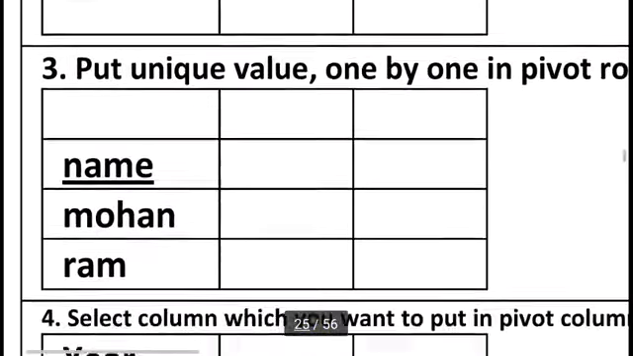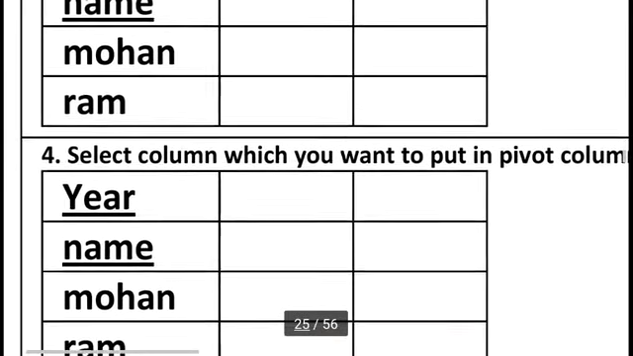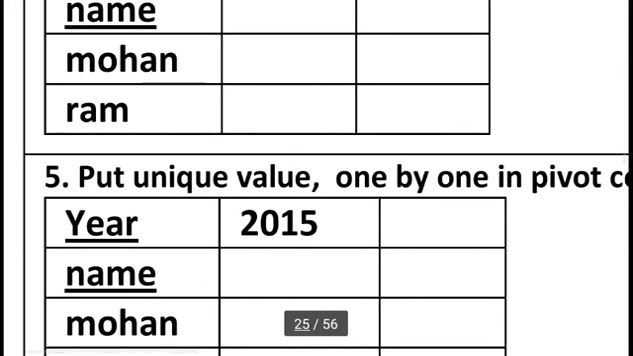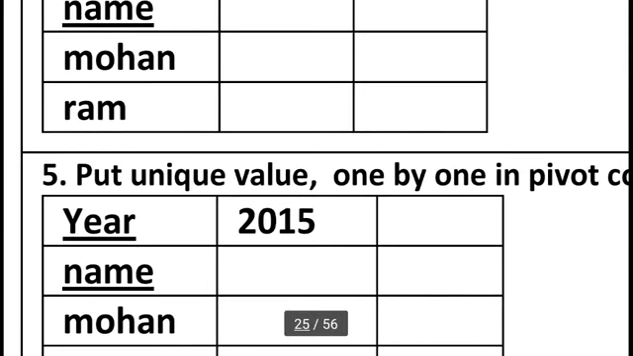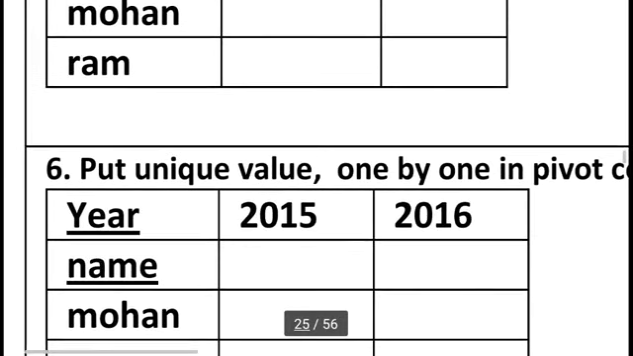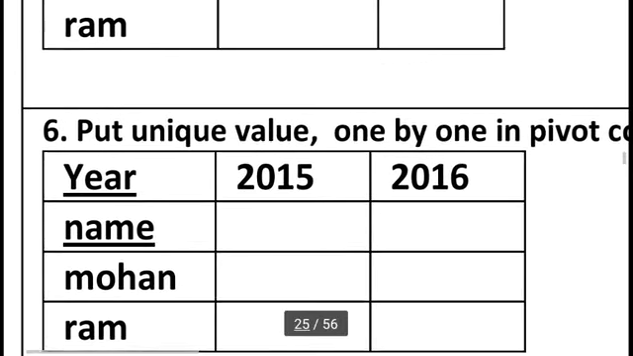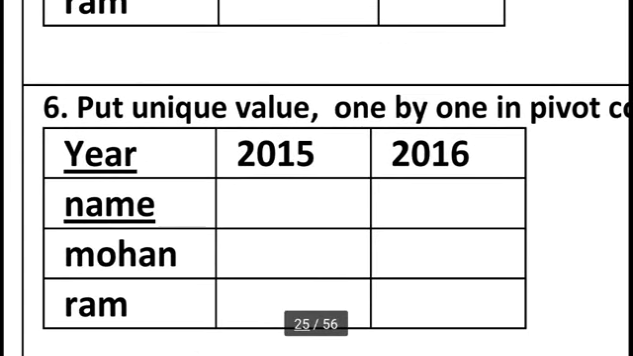So here I am using year. This is our pivot column, and each year, 2015 is our first column, and 2016 is our second pivoting year column. So here you can see the complete structure. This is our first thing. This is our pivot table.